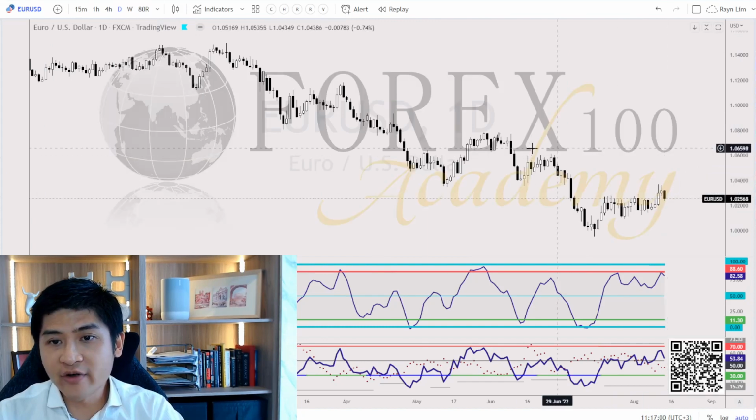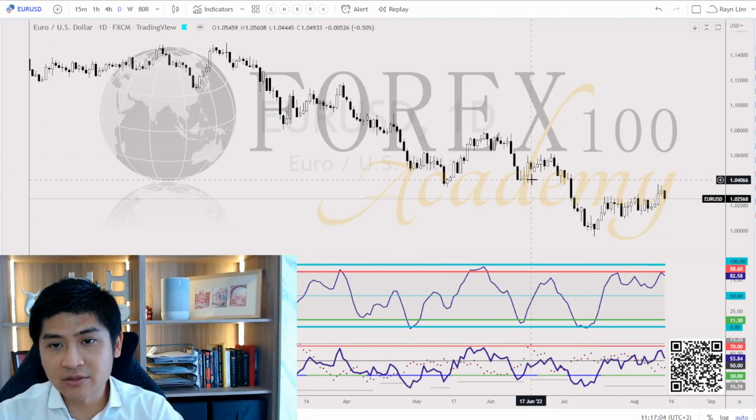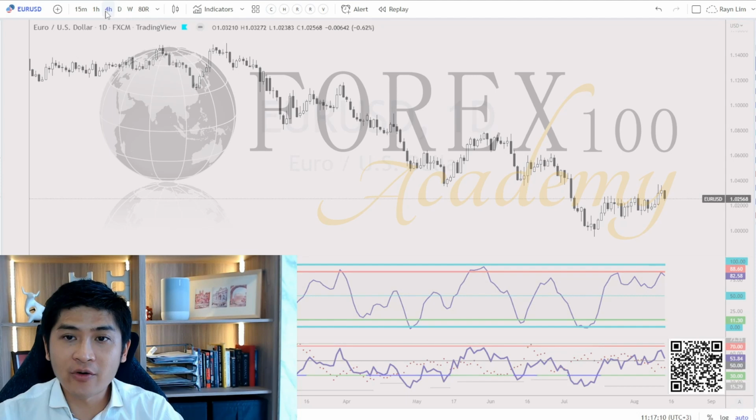So today on the weekly market analysis, let's look at euro dollar. On the daily chart, what we have over here is a bearish movement. Market is coming back to retest this key resistance level at 1.0406. Something to really look out for.